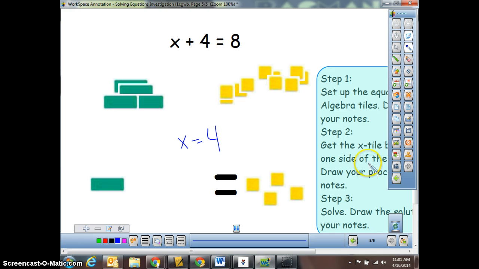Perfect. That's what we're going to continue to do in our homework today. I do have some algebra tiles for you to take and cut out and have on your own if you like using them. Otherwise, you can just continue to draw them out.